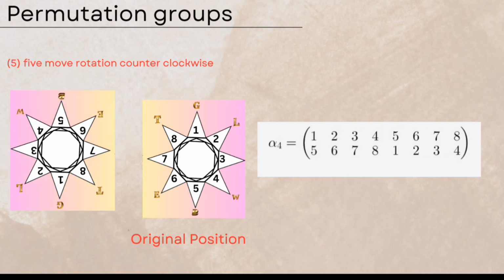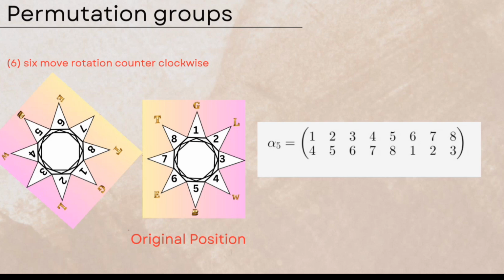For our 5 move rotation counterclockwise, we have 1 to 5, 2 to 6, 3 to 7, 4 to 8, 5 to 1, 6 to 2, 7 to 3, and 8 to 4. Then for our 6 move rotation counterclockwise, alpha sub 5, we have 1 to 4, 2 to 5, 3 to 6, 4 to 7, 5 to 8, 6 to 1, 7 to 2, and 8 to 3.